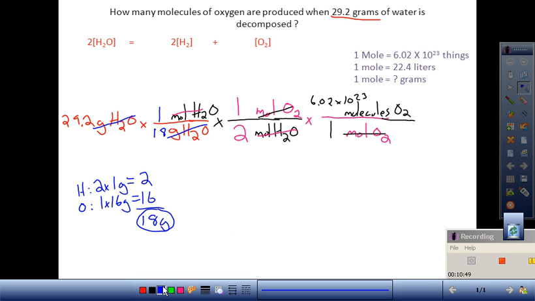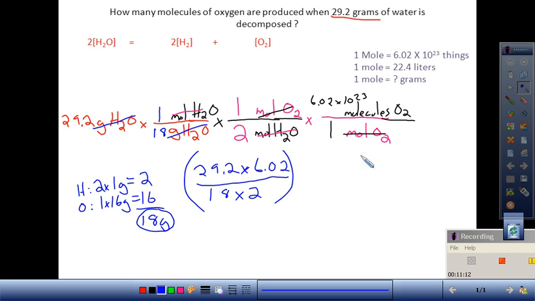Alright, now if I want to calculator all of this, I'm going to take my numbers here, 29.2. I got a 6.02 over there. And on the bottom, I have 18. And I have a 2. So I would calculate all of that. And I can't forget my scientific notation, my 10 to the 23rd. And if I multiply all of that together and divide it, I get 4.88. And I put that on the end.